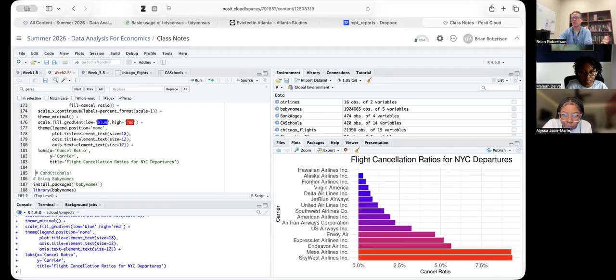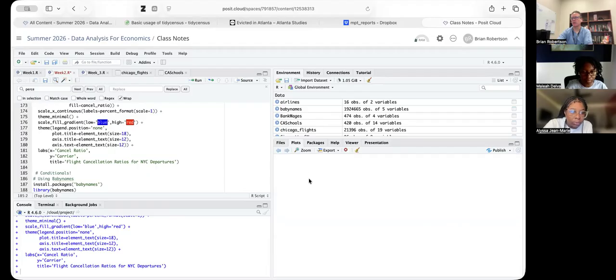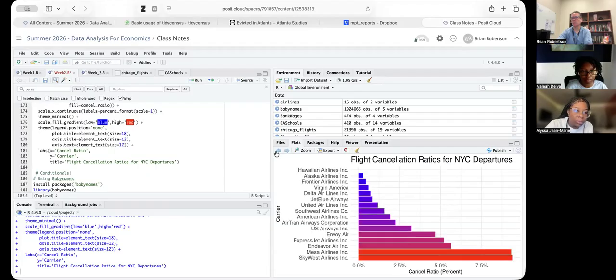Let's run that, cancel ratio. Does that look good? Do you like this, or do you like this? We're back at the optometrist's office. Option number one, option number two. I personally like option number two, right?